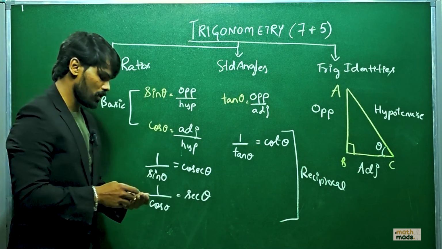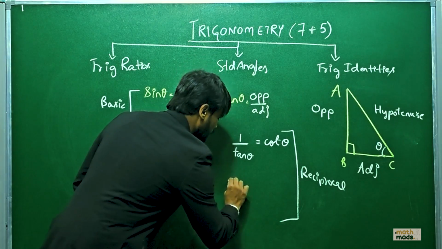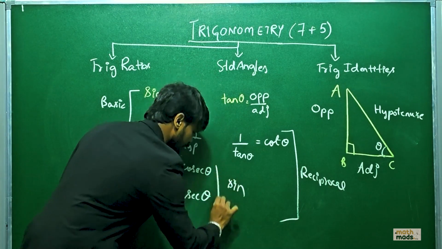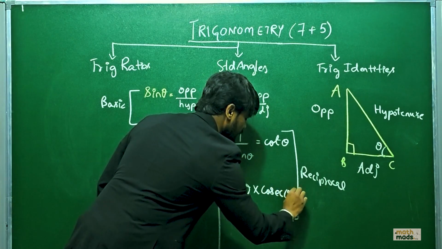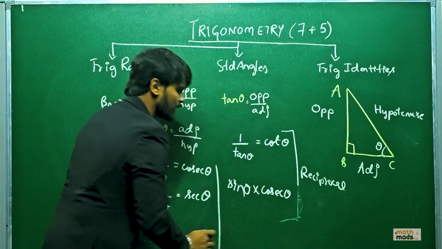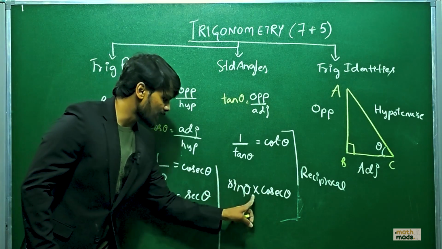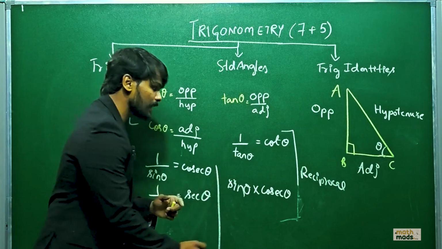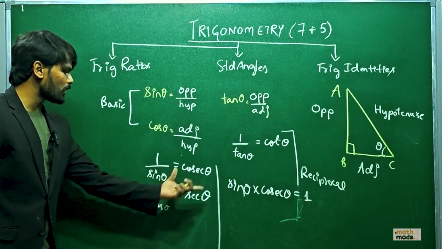Now, one question for all of you. Tell me, okay, let me just write here itself. Sin theta into cosecant theta. What will you get? Sin theta into cosecant theta. You already know, no? The cosecant theta is the reciprocal of sin theta. So, sin theta into 1 by sin theta. You will be getting the RHS as 1. Similarly, you can make out for the rest of them.